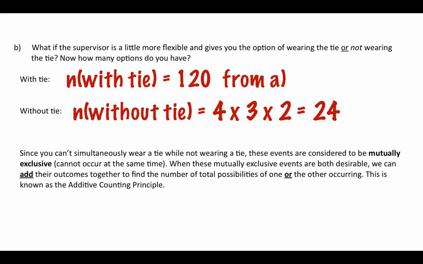And there are 2 important concepts here. One is the concept of something being mutually exclusive. They cannot occur at the same time. The second is what we're going to look at called the additive counting principle.